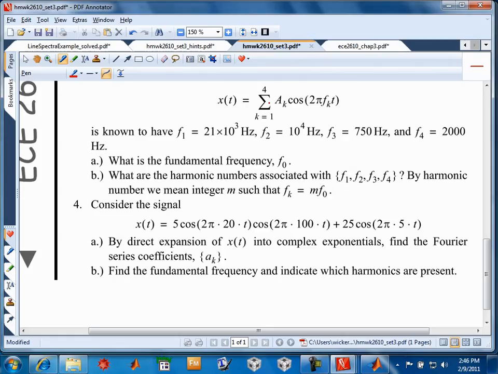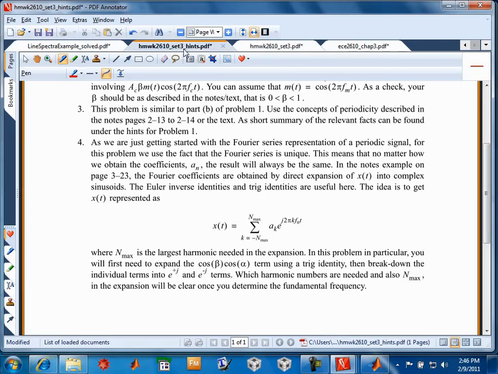So for problem number 4, I'm giving you a signal that has 3 cosines in it, and I'm saying by direct expansion into complex exponentials, find the Fourier series coefficients. On the hints page, I gave a very long hint, which I'm not going to read because I didn't know how things were going to go today. This is some background and backup material to explain it, and I'll let you read through that.